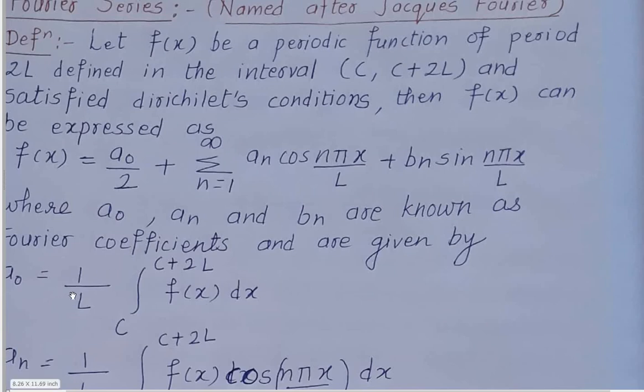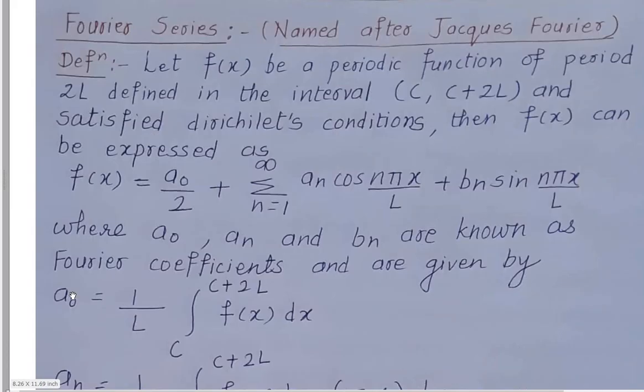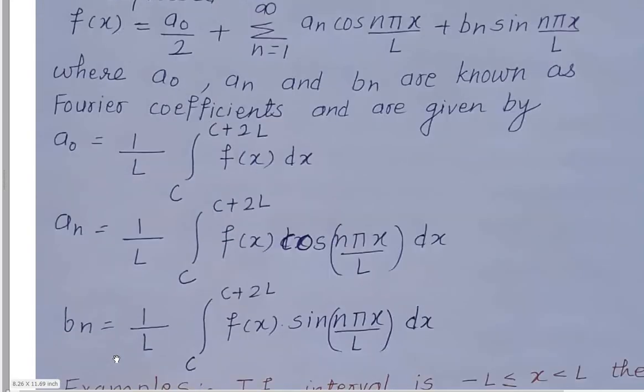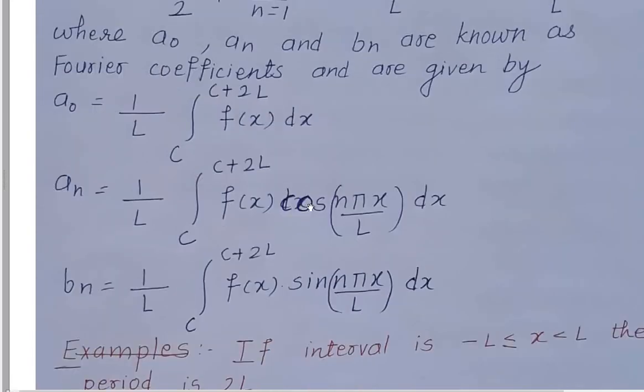So we need to find a0, an and bn, which are called the Fourier coefficients. The a0 value is 1 by L times the integral from c to c plus 2L of f of x dx. The an value is 1 by L times the integral from c to c plus 2L of f of x multiplied by cosine function, while in a0 it is only the integration of f of x. bn is 1 by L times the integral from c to c plus 2L of f of x multiplied by sin n pi x by L dx.